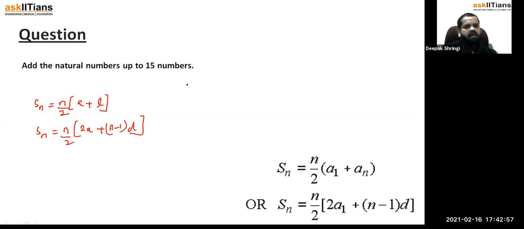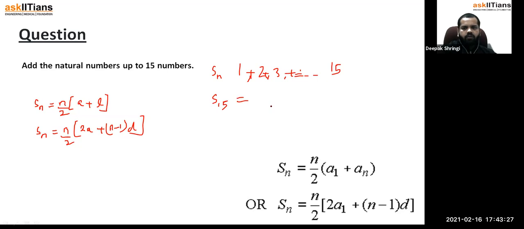So the question is asking to add the natural numbers up to 15. Okay, so what are natural numbers first? Natural numbers are basically your counting numbers starting from 1. Then the question is asking 1, 2, 3, up to 15. It is asking just to add the natural numbers, right? It is asking the sum of all these numbers. So it is basically an AP, and you have to find S of 15.